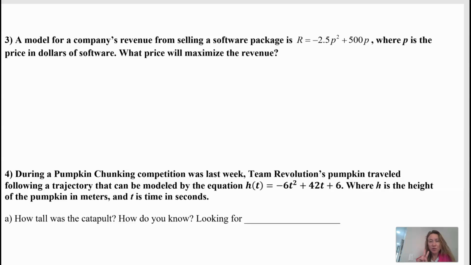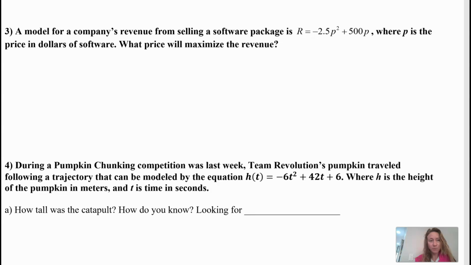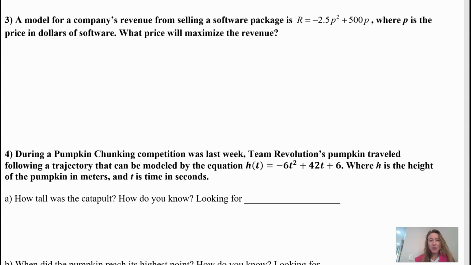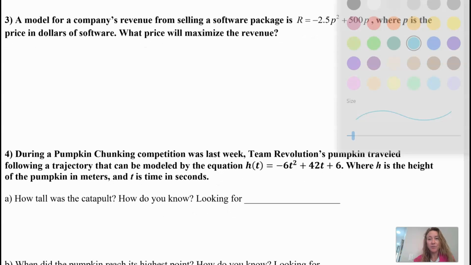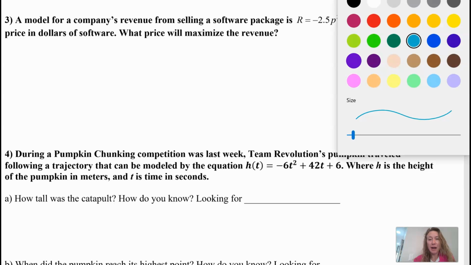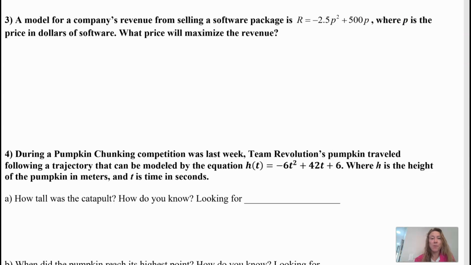Actually, we've got 2 more examples. So let's take a look. It says here that a model for a company's revenue from selling a software package, R for revenue, is R equals negative 2.5 P squared plus 500 P, where P is the price. So the price dictates the revenue, okay?